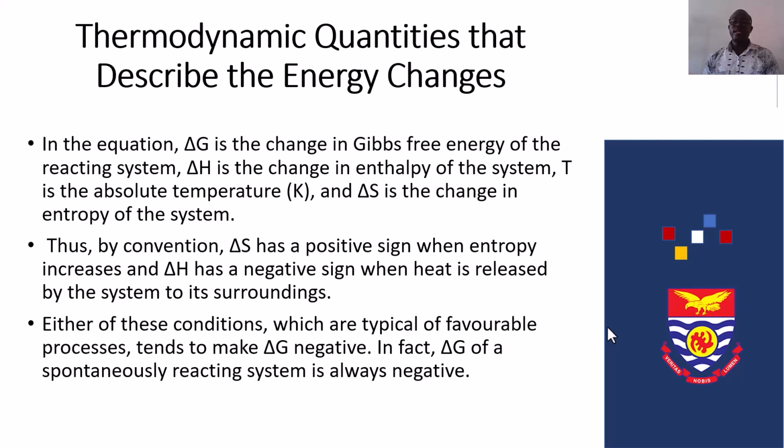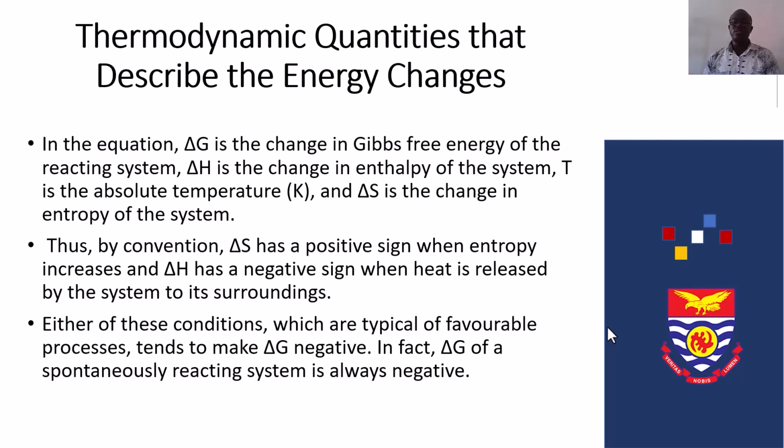Change in H is the change in enthalpy of the system. T is the absolute temperature in Kelvin, and change in S is the change in entropy of the system. By convention, change in S has a positive sign when entropy increases, and change in H has a negative sign when heat is released by the system to its surroundings.